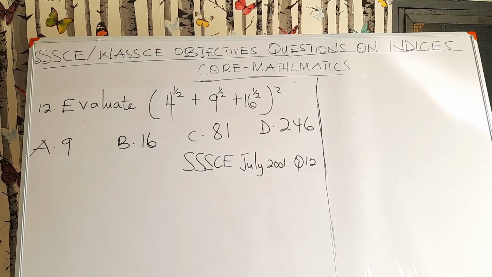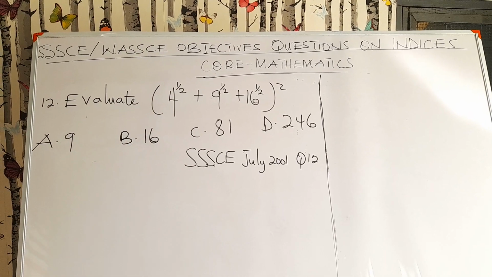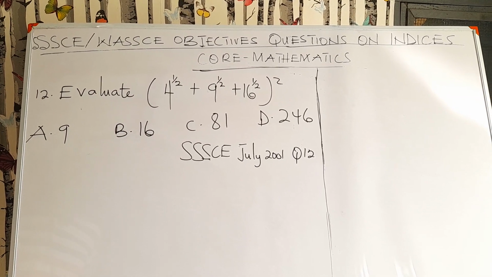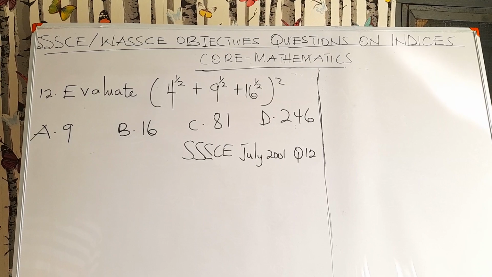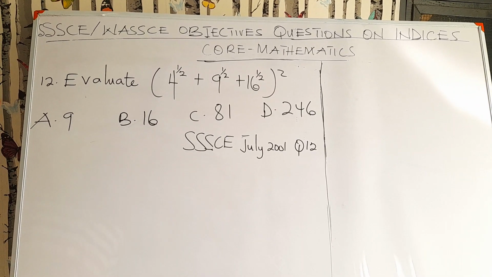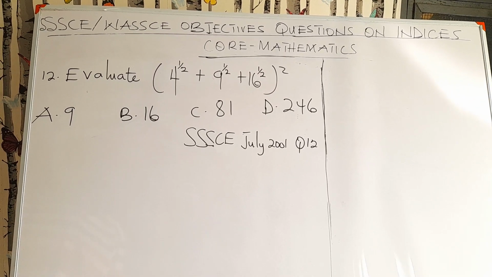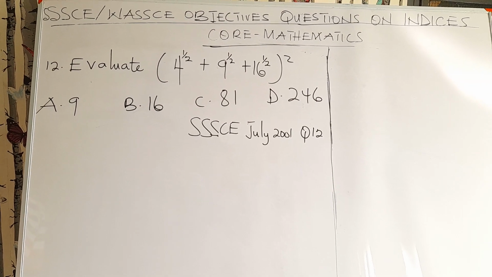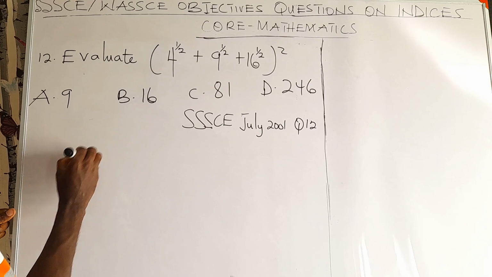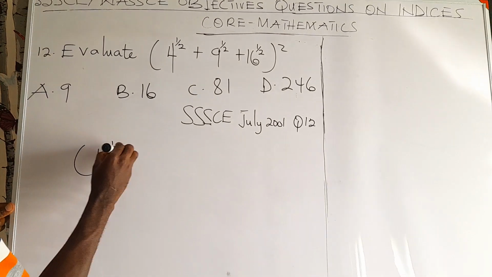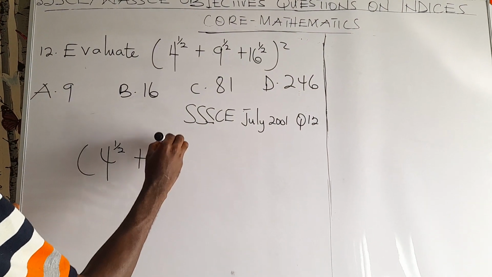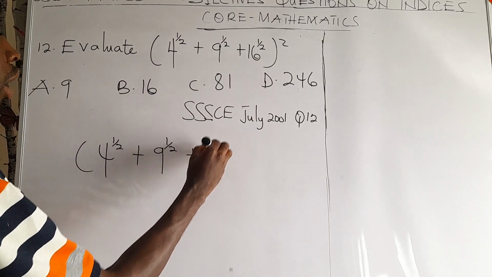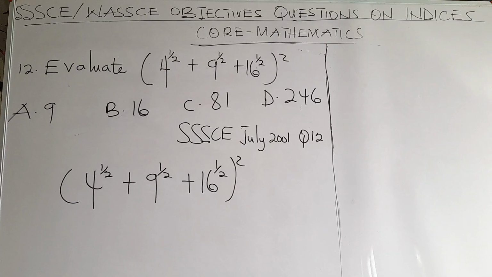The next one says evaluate 4 exponent half plus 9 exponent half plus 16 exponent half. This one is from the main exam, July 2001, objective question number 12. Please pause the video and solve and see if you get the answer. So now we have 4 exponent half plus 9 exponent half plus 16 exponent half, all squared.